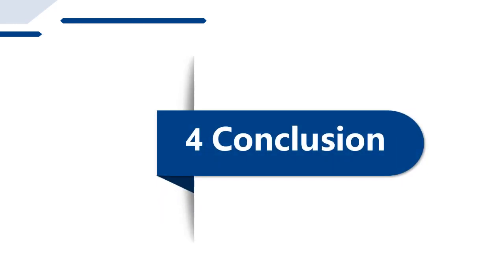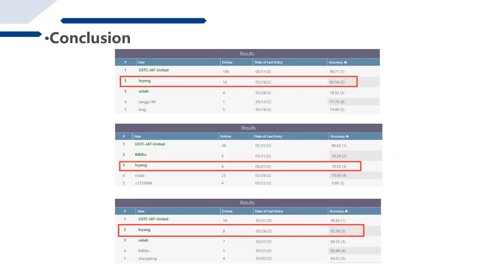Finally is the conclusion part. Through the methods and strategies introduced above, our accuracy on the HMDB 51P, UCF 101P, and Kinetics 400P datasets reached 92.54%, 92.56%, and 70.55% respectively, and we won second place.